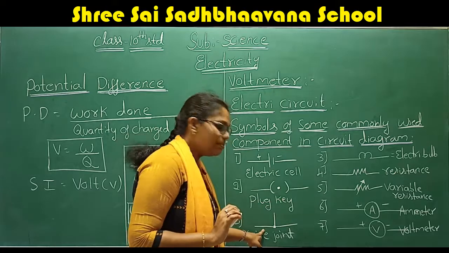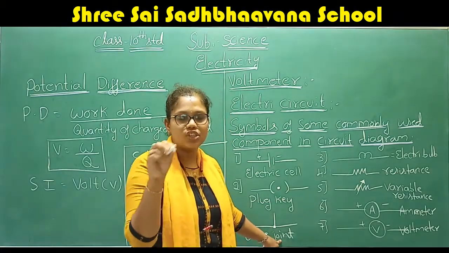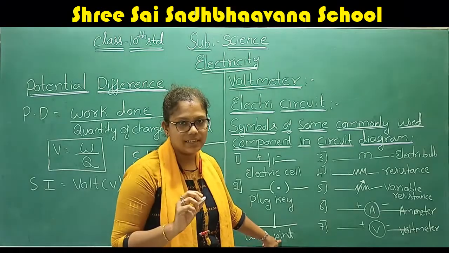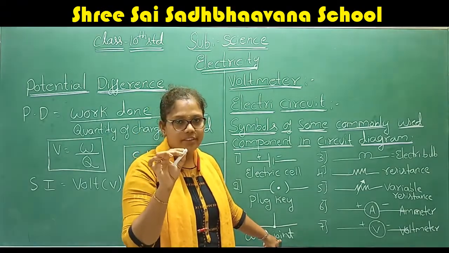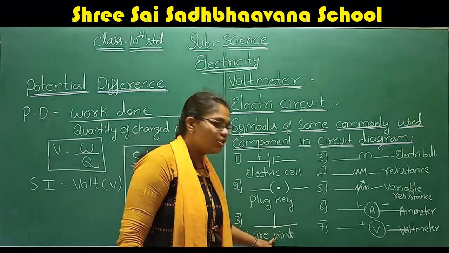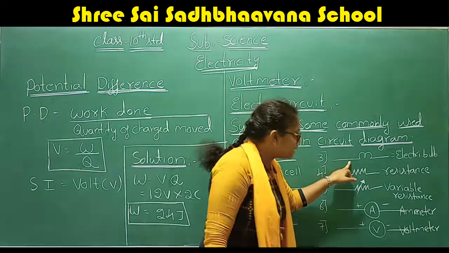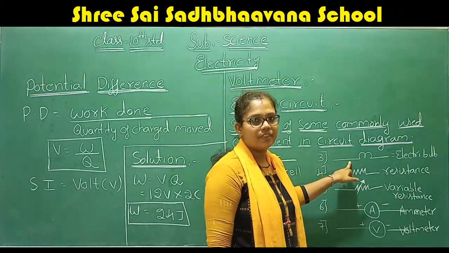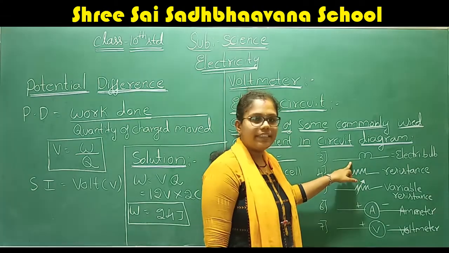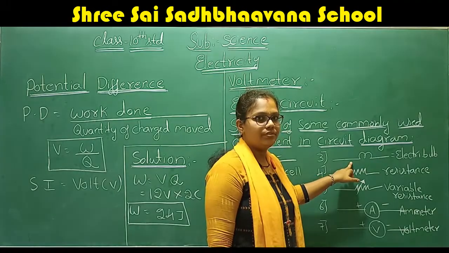After that, this symbol indicates the wire joint, that means some other extra connection in the circuit takes place. If only one wire is there, and another wire comes and joins there, this indicates that a wire joint is there. After that, this symbol indicates that an electric bulb is used.